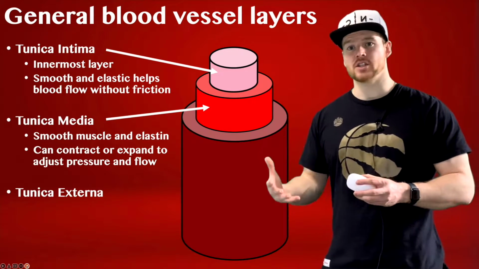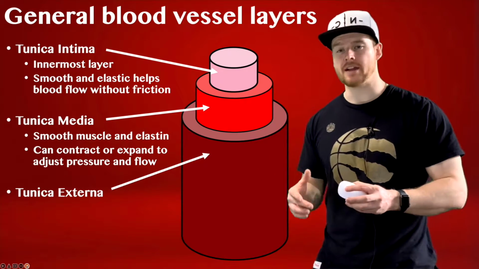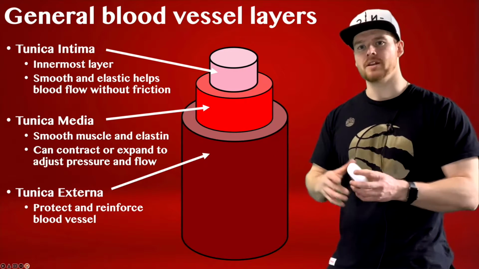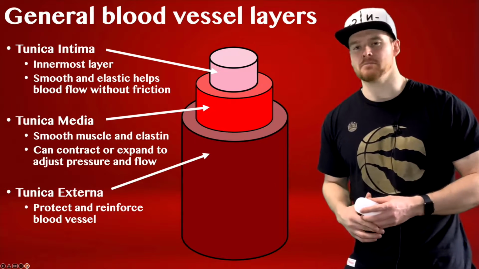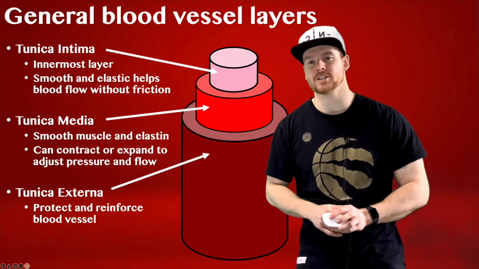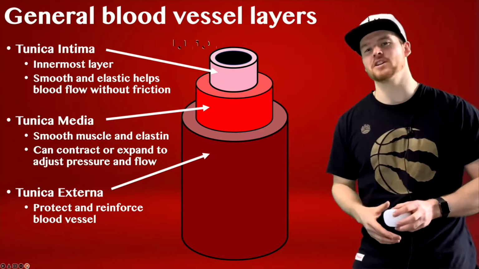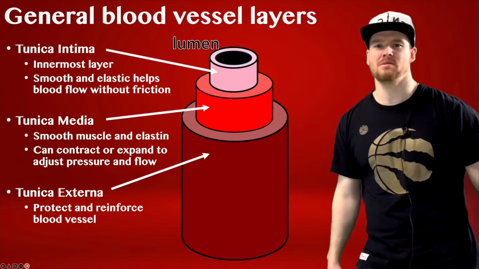The last one is the externa, or on the external outside of the blood vessel, which is right there in that darker red color. And it is kind of the protection of the blood vessel. It's made up of mostly collagen and protects and reinforces the blood vessel. And just lastly, one more term to throw in here. The hole or the space that the blood's actually going to be flowing through is called the lumen. So that's where the blood is going to be passing through.